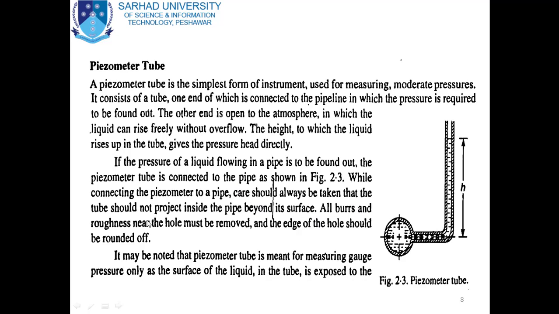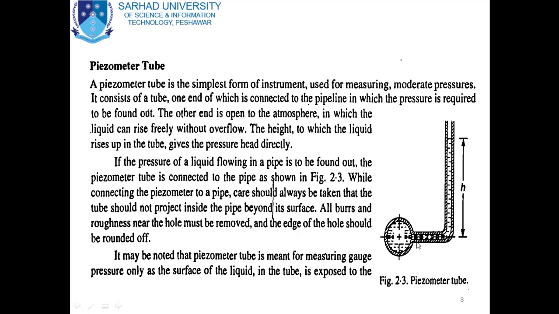All burrs and roughness near the hole must be removed, and the edge of the hole should be rounded off. As you connect the tube with the pipe, the surface should be clear, the roughness near the hole should be removed, and also the edges of the hole should be rounded off.